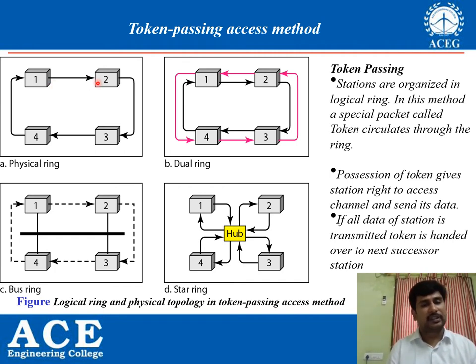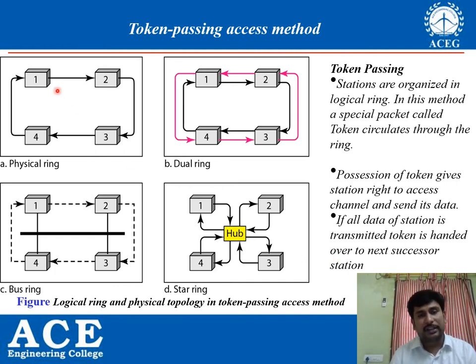And the remaining stations cannot send data until this station 1, which possesses the token, transmits. After the data has been transmitted by the station, the token is handed over to the next successor. So once 1 is completed with the data transmission, it hands over the token to the next station, its access successor in the ring. So here 1 will transmit the token to 2. 2 doesn't have any data, so it will transfer the token to 3.